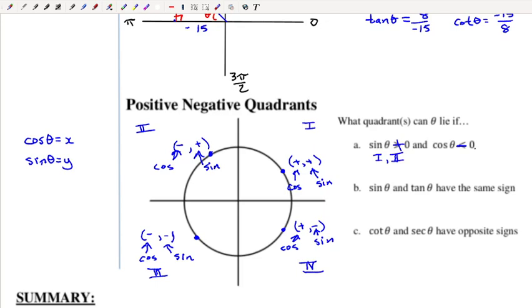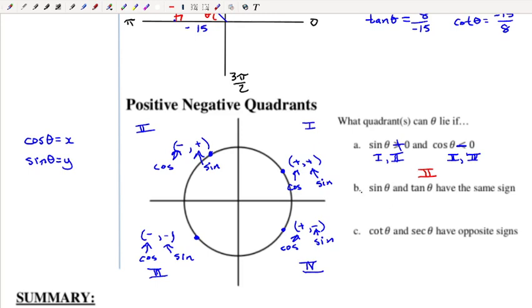And cosine theta is negative, well, not quadrant 1. Quadrant 2, yes. Quadrant 3, yes. Not quadrant 4. So this happens in quadrant 2 and quadrant 3. So we get both things happening, which is the and part, only in quadrant 2. That would be my final answer. So cosine negative, sine positive only happens in quadrant 2.